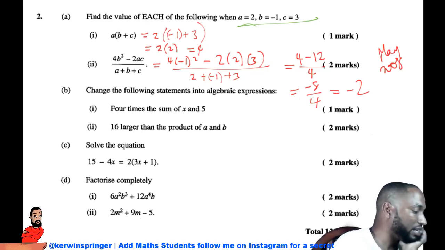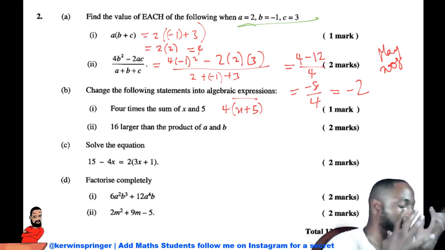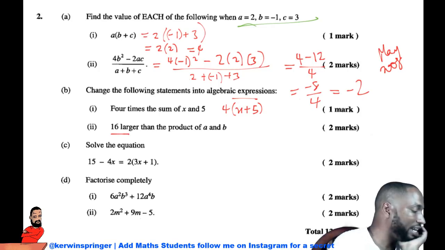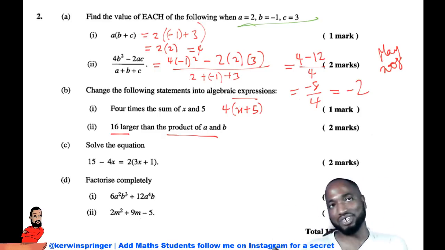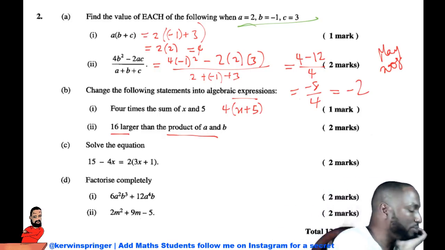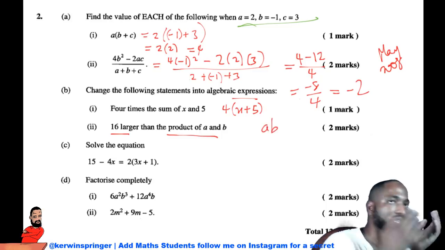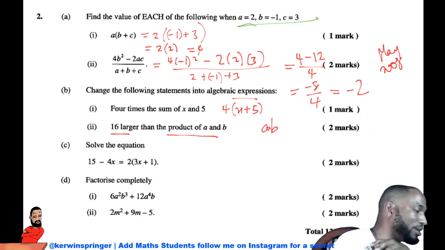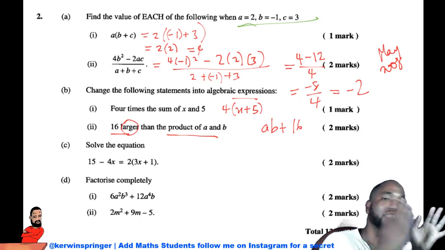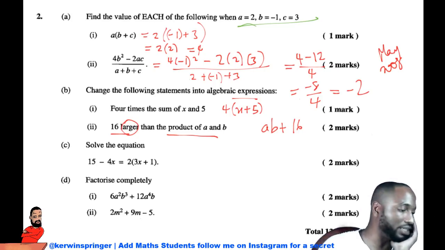4 times the sum of x plus 5. Putting this into an algebraic expression. So no equal sign. So this is 4 times the sum of x plus 5. 16 larger than the product of A and B. When you're doing these questions, it's like you're watching the ending first, and then you're watching what they're doing to it coming along. So the product of A and B means A multiplied by B. I can put a multiply sign there, or I can just put them next to each other, which means multiply. And 16 larger. Now, a lot of people will put 16 times. It's not 16 times. 16 larger means add it on. So 16 larger than the product of A and B. It doesn't matter if you have 16 plus AB or AB plus 16, you get the same thing.